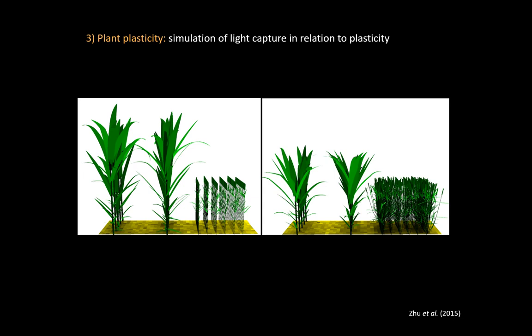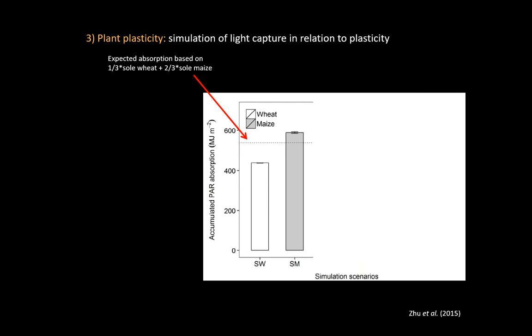You can simply replace the plants that show the plastic phenotype, so the phenotype adapted to the intercrop, with the phenotype of the plants as they grow in a monoculture. So to the right, you can see the plants as they were growing in an intercrop. This is faithful to the actual intercrop experiment, but to the left, you can see the same intercrop setup, so a couple of maize, wheat rows and two maize rows, but now the phenotype of the plants is those from the soil crop. And this approach then allows you to quantify the contribution of plant plasticity to the extra light capture in intercrops.